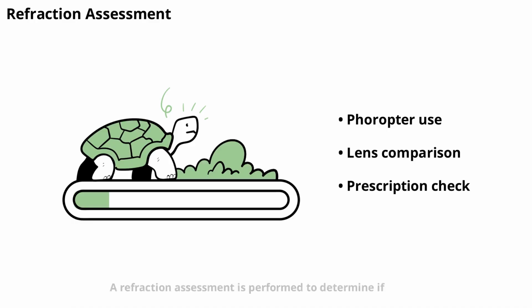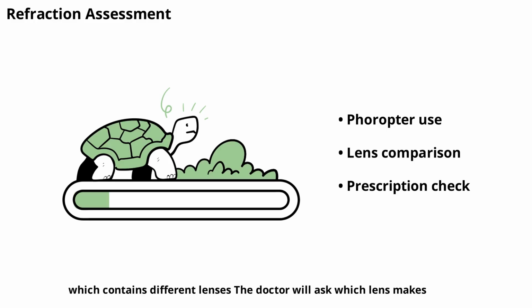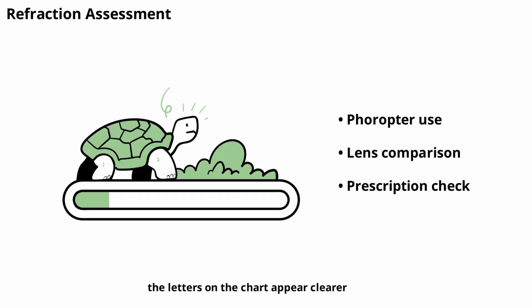A refraction assessment is performed to determine if a new eyeglass prescription can improve your vision. During this test, you'll look through a device called a phoropter, which contains different lenses. The doctor will ask which lens makes the letters on the chart appear clearer. If your vision cannot be corrected with glasses, it may indicate the presence of cataracts.